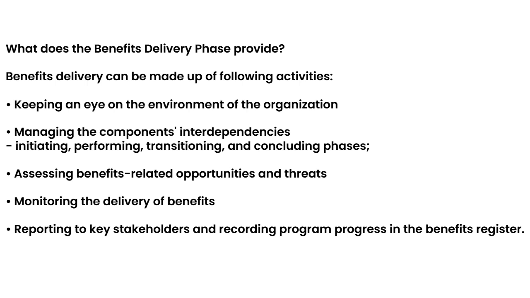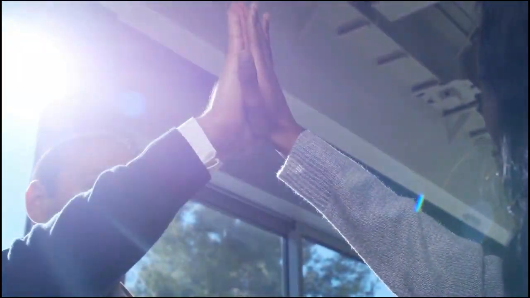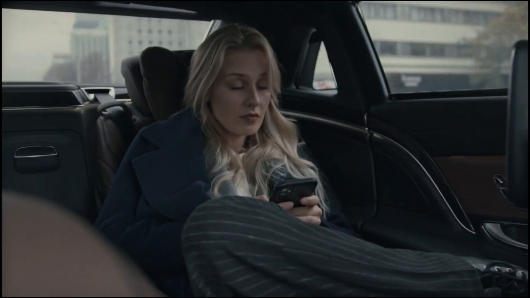Benefit affecting risks may emerge during program implementation, necessitate updates, or become obsolete. In addition, the benefits associated with new and updated risks ought to be recorded in the benefits register. Benefits delivery can be made up of the following activities: keeping an eye on the environment of the organization, both internal and external factors, as well as the program's goals and outcomes to make sure it stays in line with the organization's strategic goals. Managing the components' interdependencies and initiating, performing, transitioning, and concluding phases.